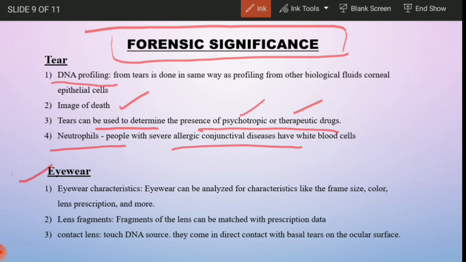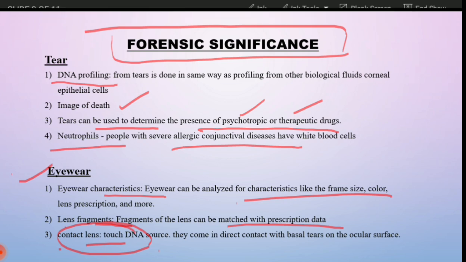Then the eyewear characteristics can be analyzed like frame, size, color, the power of that spectacles, whether the person was hypermetropic or myopic. All these things can be figured out using the eyewear. Then lens fragment can be used for glass examination purpose. Then we have contact lens. Touch DNA, as I have already explained to you. Touch DNA can be extracted from contact lens as well.